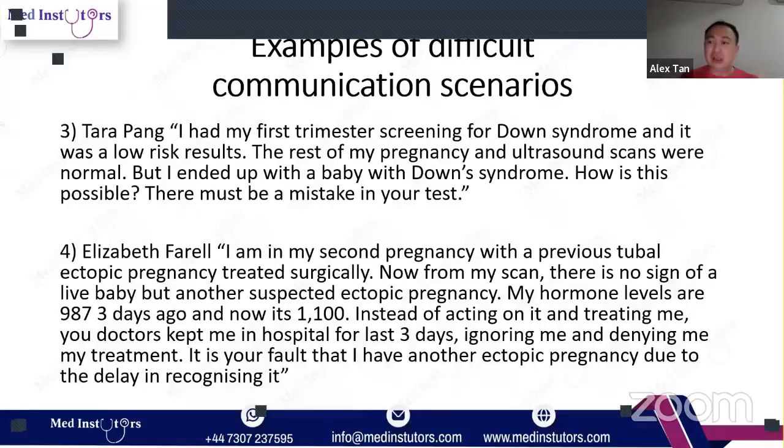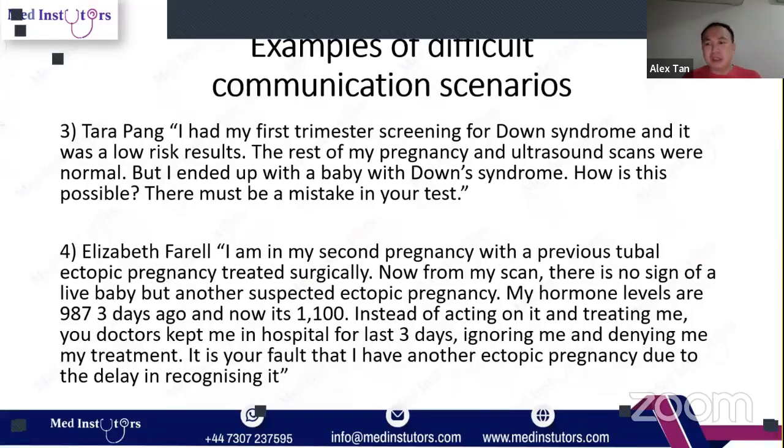Now, this is an actual station in 2015 when the role player was furious, angry, ready to pick a fight, and all you do is just diffuse, diffuse, diffuse. Apologize, apologize, apologize, explain to them. So, we all know, you and I know that the Down syndrome screening test is about 85% sensitive. It misses out about 15% of those with actual Down syndrome.